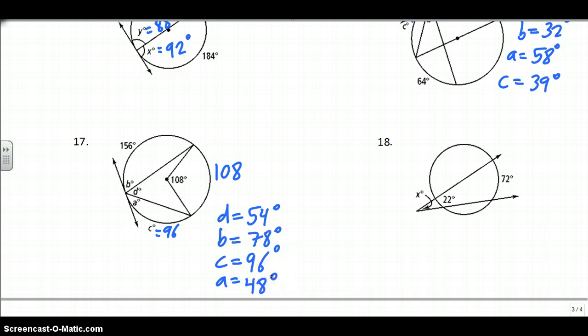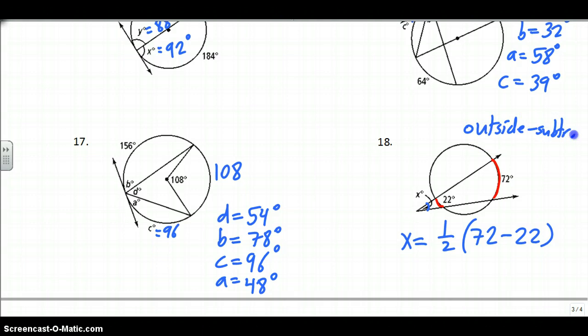Okay, 18 is where we start getting into a new batch of types of problems. Basically, we have two secants that make an angle. If the angle is outside, what you do is you take this big arc minus this small arc and then cut it in half. So x is basically 1/2 72 minus 22. You take the big arc minus the small arc if they're outside. Outside, you subtract. Okay? So anyway, x is 1/2 of 50, which means x equals the lovely 25 degrees. Okay? Not too shabby.